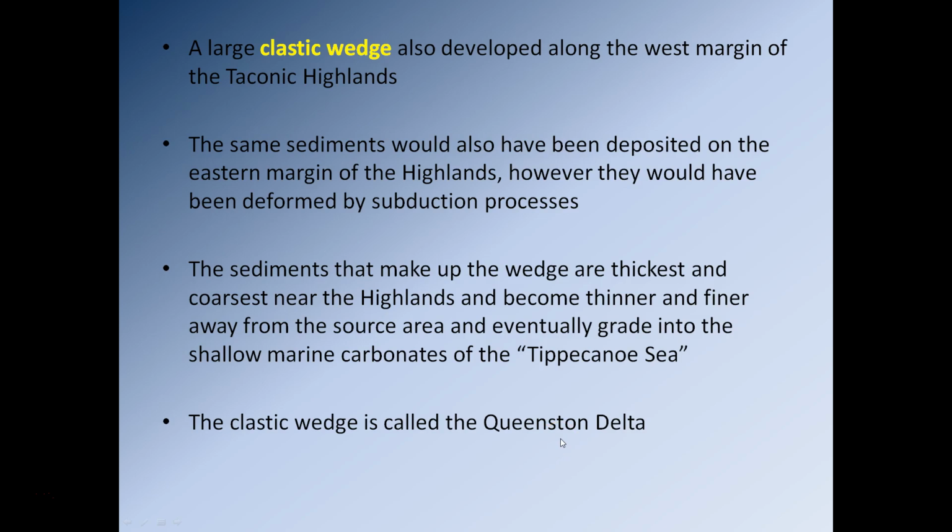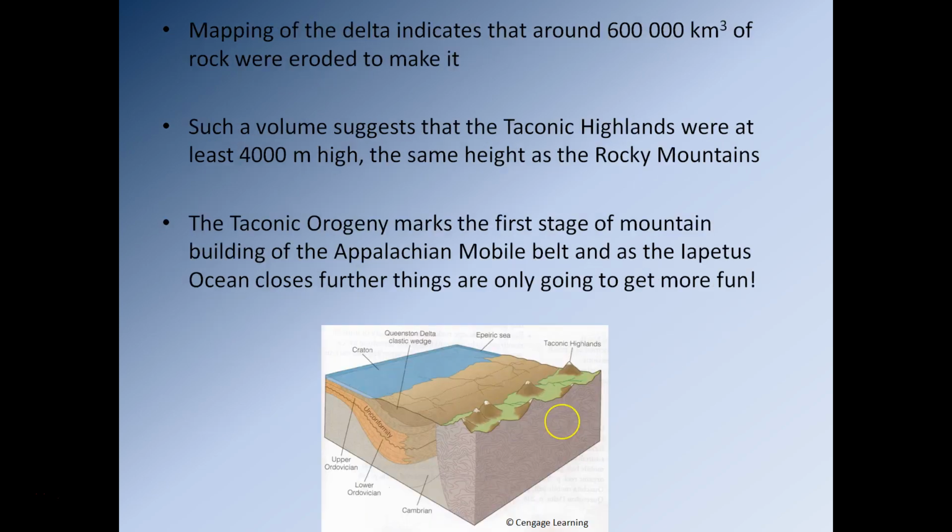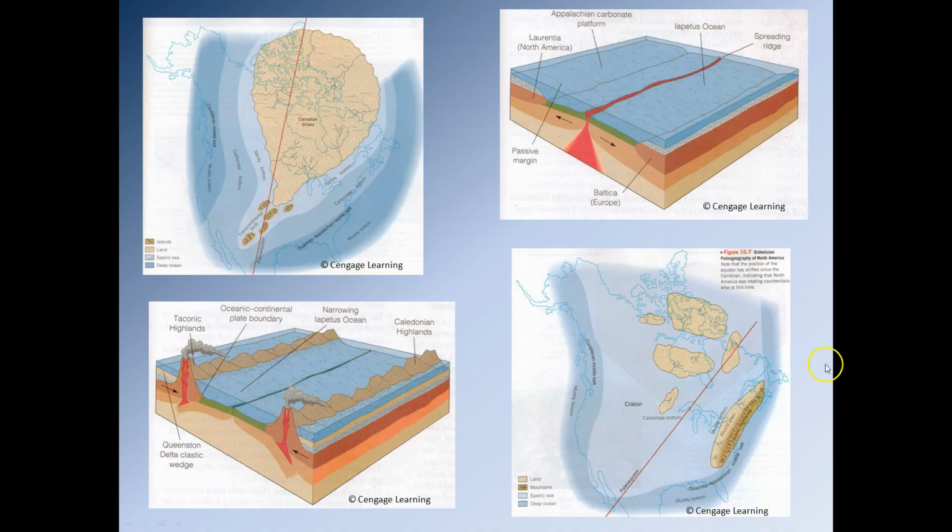So within this basin that forms along the western side of the Tectonic Highlands, as you remember, the crust is being down warped by all the sediment, that leads to the formation of what we refer to as a clastic wedge. So a clastic wedge essentially is a wedge-shaped package of sediments. And we see the same sediments that would have been deposited on the eastern margin of the highlands. However, the same sediments would have been deposited on the eastern side of the highlands as well. However, they were obviously destroyed by subduction. So we have the clastic wedge forming here on the western side.